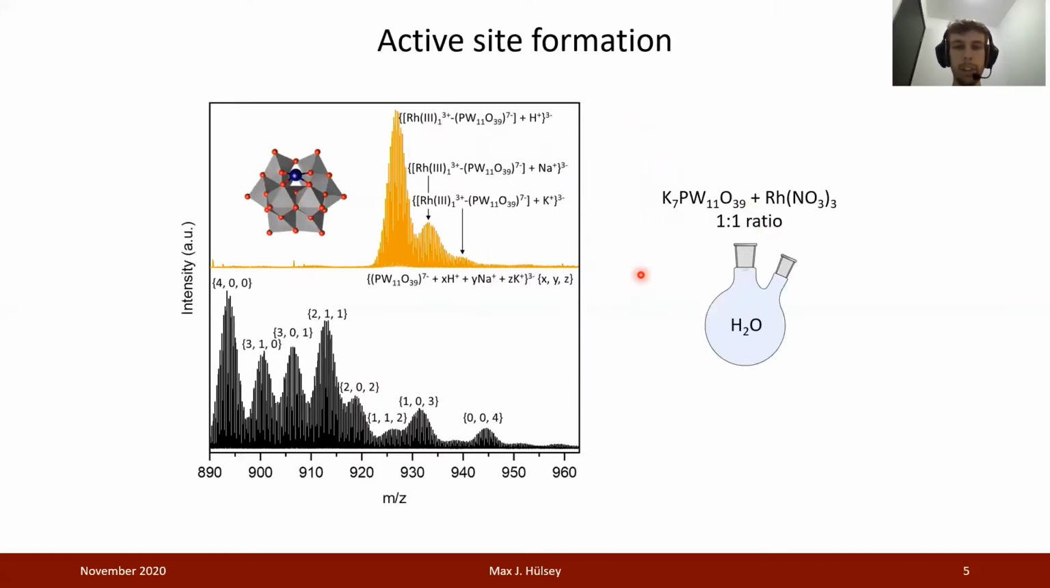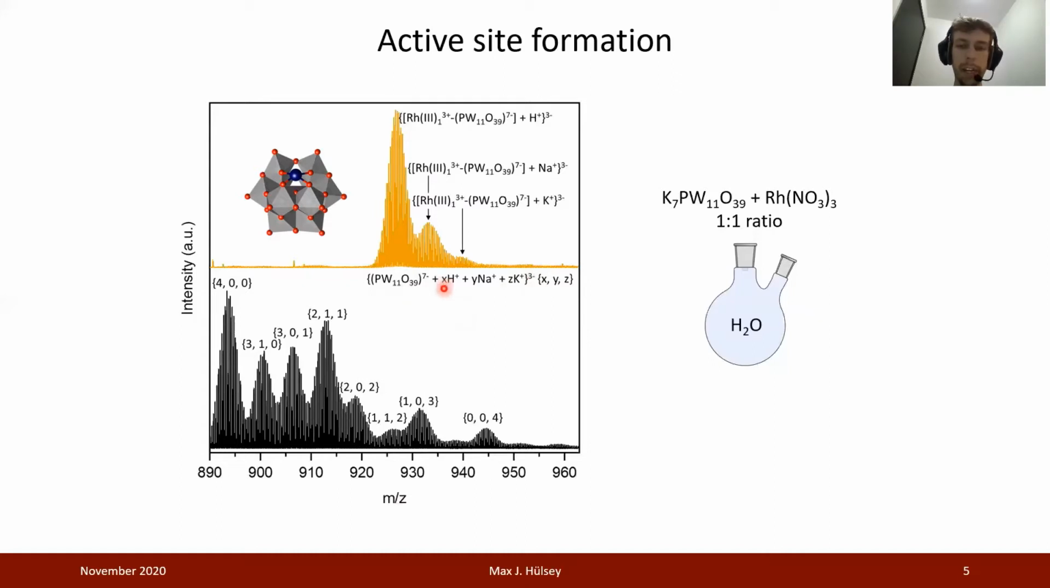The active site formation is done in situ. So if we have a flask like this and we use a molar ratio of 1:1 of our polyoxymetallate, PW11O39, and for example a rhodium salt, we see the formation of the active site in situ. In black on the bottom here is the polyoxymetallate itself. There are a lot of peaks here because for each of those highly charged species, there will be some cations associating with it, so that the total charge reaches 3- at this particular m/z ratio.